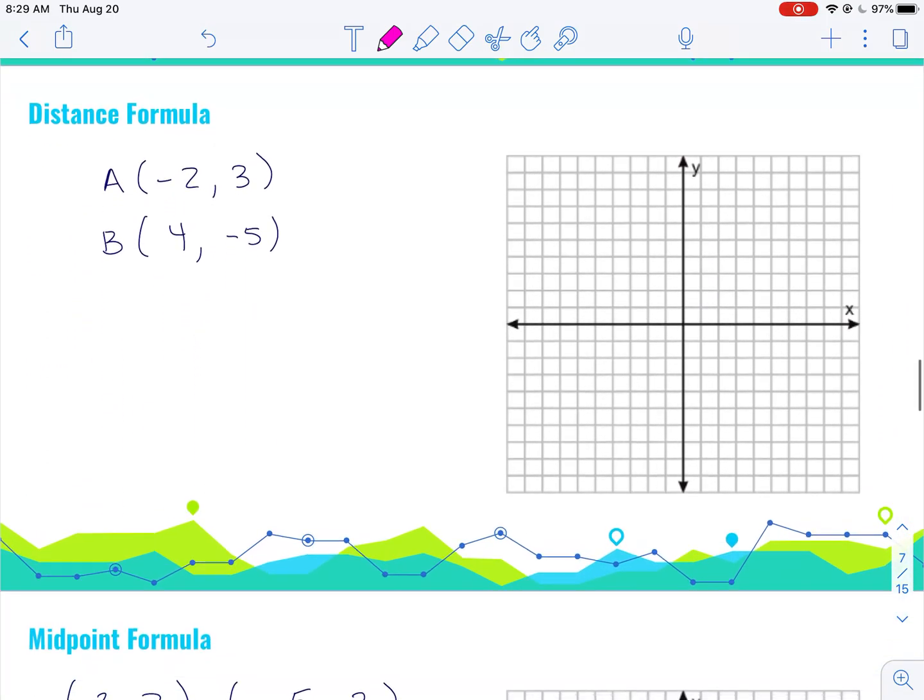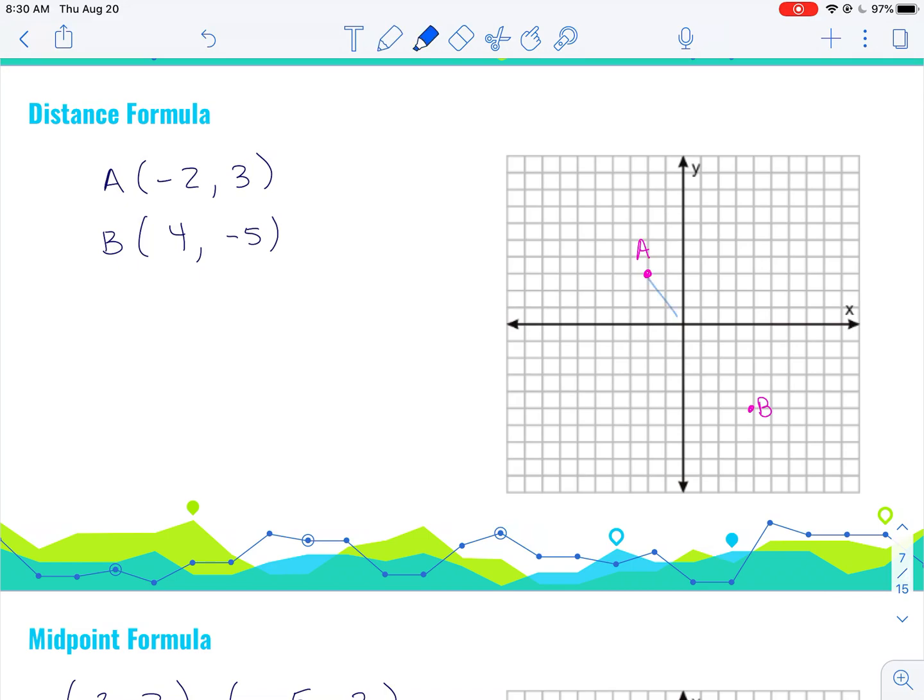So we can use points, and then we can find the distance in between them. The distance formula, it kind of looks ugly, but it comes from a formula that you're very, very familiar with, the Pythagorean theorem. So let's plot these 2 points. So (-2, 3), so that's 2 to the left, 3 up. There's point A. Point B, (4, -5), so that'd be 4 to the right and 5 down, 1, 2, 3, 4, 5. Here's point B.